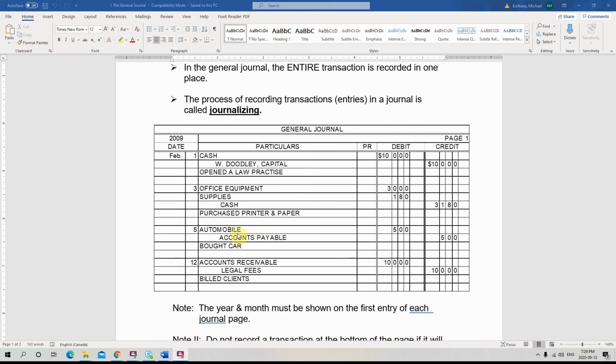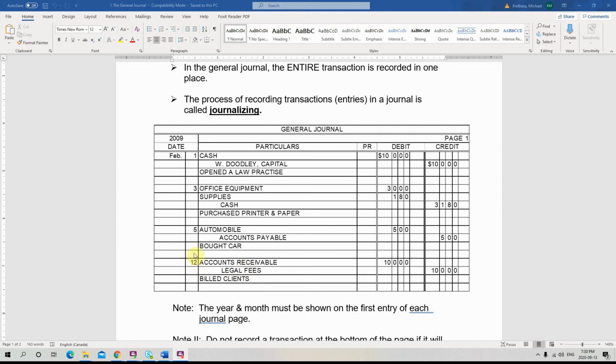Okay, let's suppose we buy an automobile on account. So you have to think first what's going to be debited. So automobile would be debited for $500, and accounts payable would be credited for $500. So now you're not going to see the T accounts. You're going to have to do the transactions in your head, and hopefully you understand debit and credit theory for all the different types of accounts.